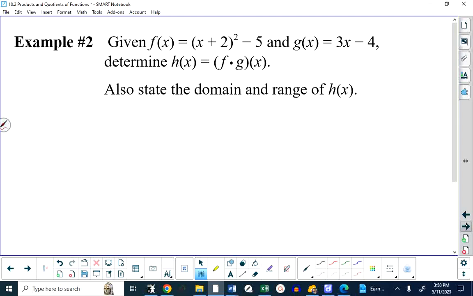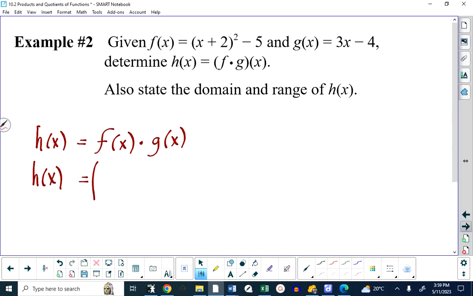Example 2. Given f of x equals (x plus 2) quantity squared minus 5 and g of x equals 3x minus 4, what is h of x if it's the product of the two functions? So h of x will be equal to f of x times g of x, which means h of x will be equal to, let's see, f of x is (x plus 2) squared minus 5 times g of x, which is 3x minus 4.